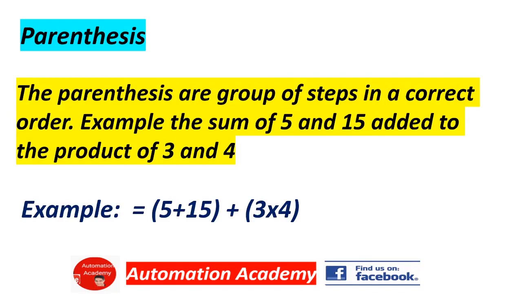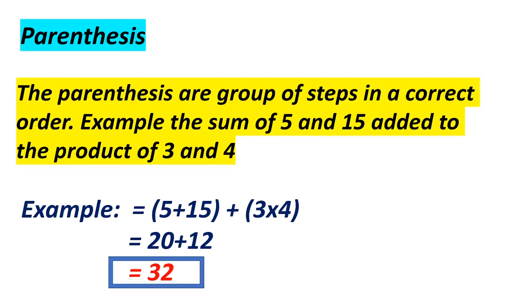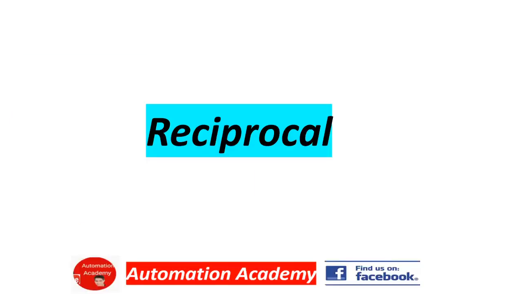Parentheses are a group of steps in a correct order. Example, the sum of 5 and 15 added to the product of 3 and 4. Example here, open and close parenthesis, 5 plus 15, plus open and close parenthesis, 3 times 4. 5 plus 15 equals 20, plus 3 times 4 equals 12. The answer is 32.